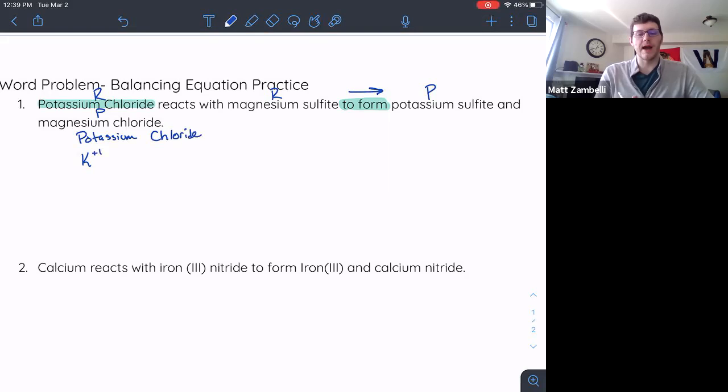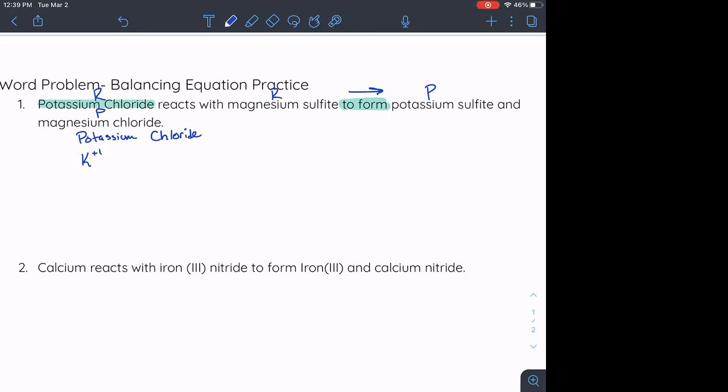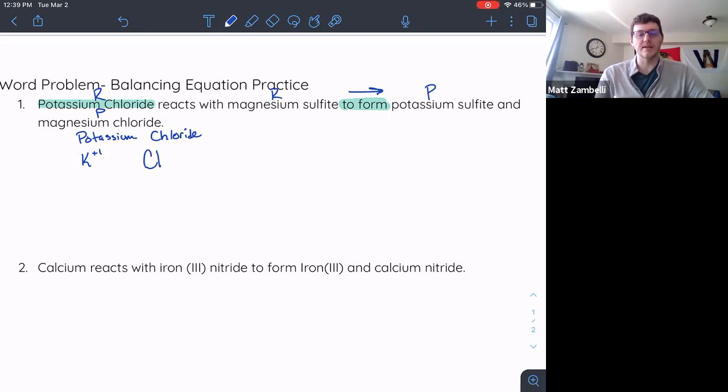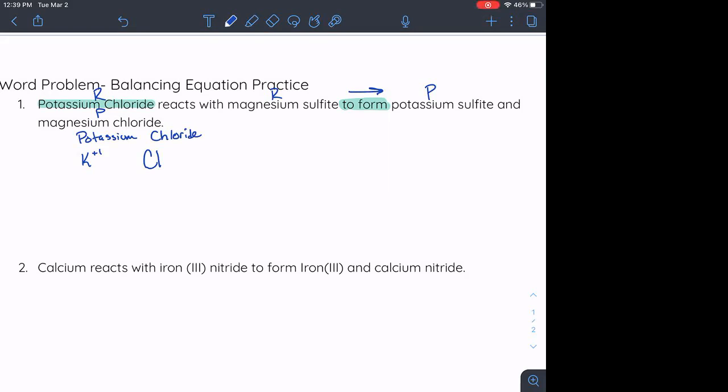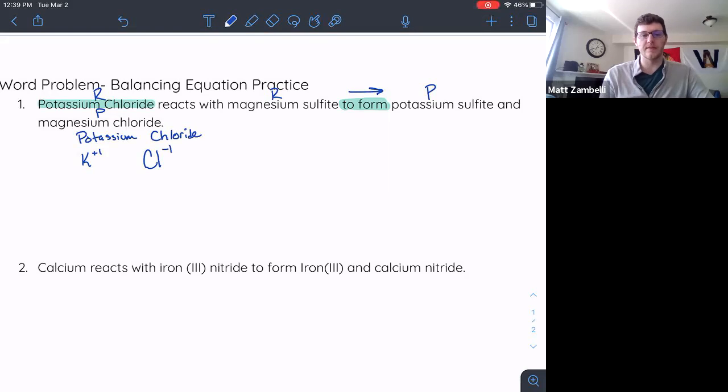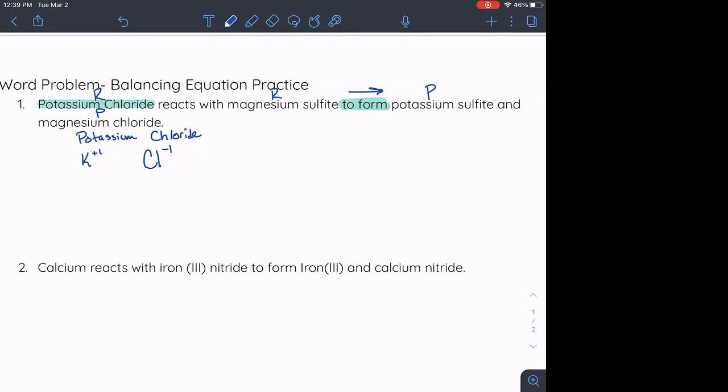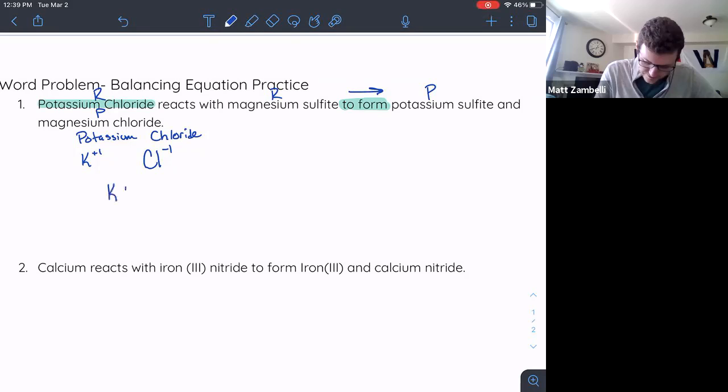And then what's chloride's element symbol? Cl, awesome. And what's chloride's charge? -1, awesome. So if we were going to make a formula for that one, what would it be? It would just be KCl, perfect.